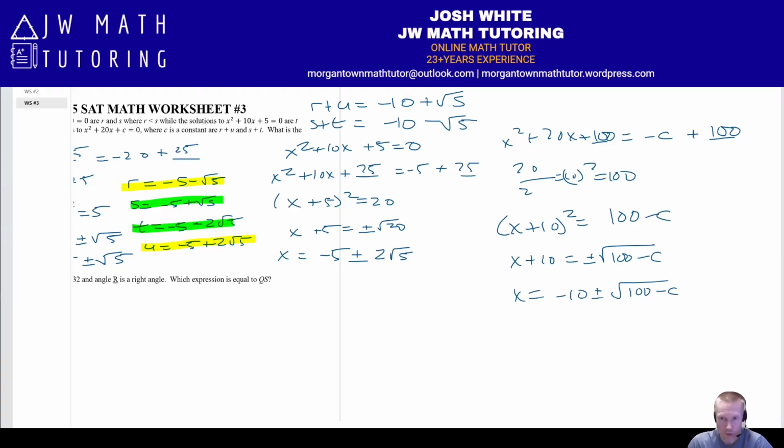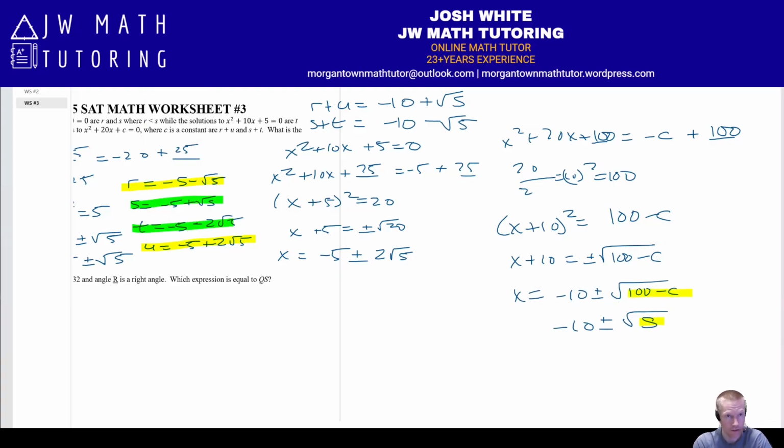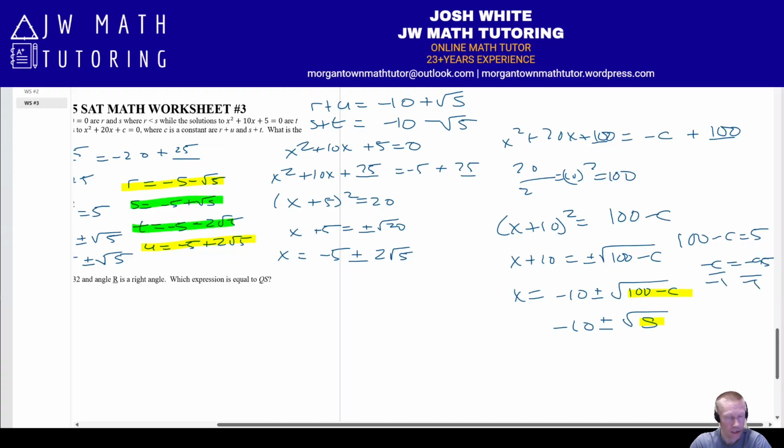All right. So notice this is what you get if you do completing the square on this equation, and my answer choices should be of the form negative 10 plus or minus square root 5. So now, matching up the corresponding parts, this equals this. 100 minus c equals 5. Negative c equals negative 95. Divide by negative 1. c equals 95. That is the correct answer.